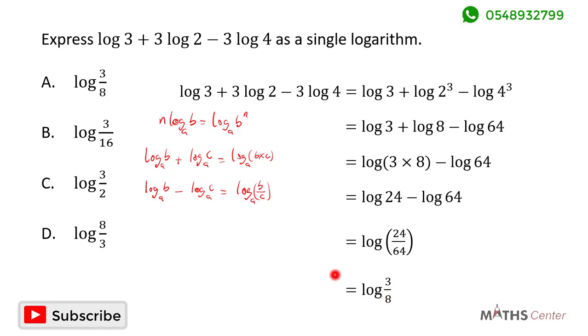And so it means that when we express log 3 plus 3 log 2 minus 3 log 4 as a single logarithm, we will have log 3 divided by 8. When we look through the options here, we can see that the correct option is option A, log 3 divided by 8.